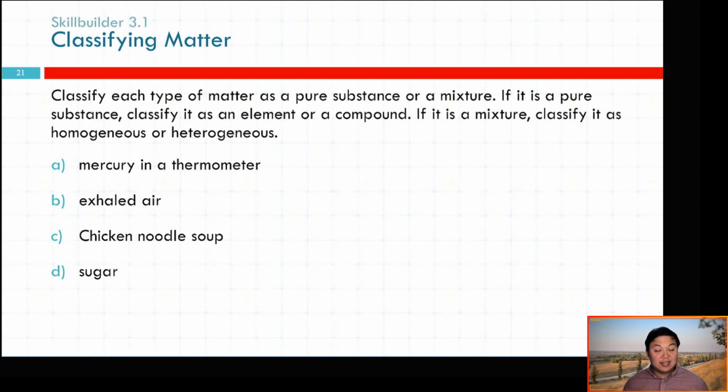Right. Exhaled air. Pure substance or mixture? That's a mixture. Mm-hmm. Mixture, right? Because you're breathing out oxygen. There's a little bit of oxygen in there. If you've got bad breath, if you haven't brushed your teeth, there's going to be other stuff mixed in there. So it's going to be a mixture. Now, would that be homogeneous or heterogeneous?